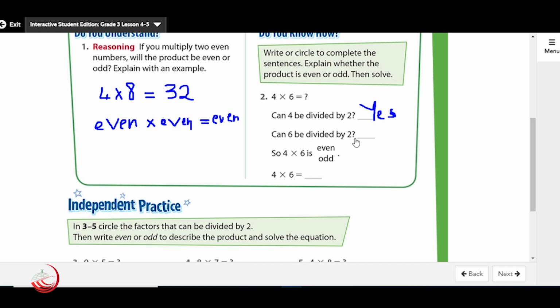Can 6 be divided by 2? Yes, because 6 divided by 2 equals 3. Any left over? No, nothing is left over. So 4 times 6 is even or odd? It is even. You will circle it. 4 times 6 equals what? Smart kids? 24. Exactly. Okay?